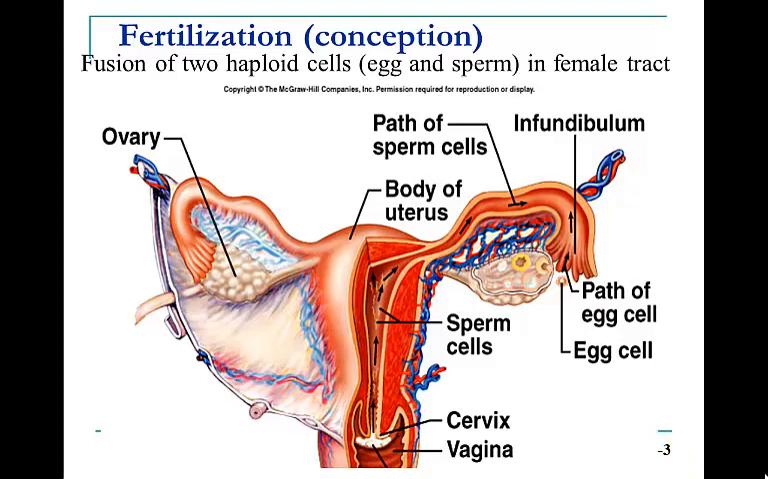When the egg is ovulated, it will be swept up by the fimbria into the infundibulum, and it will begin its journey down the fallopian tube or uterine tube.